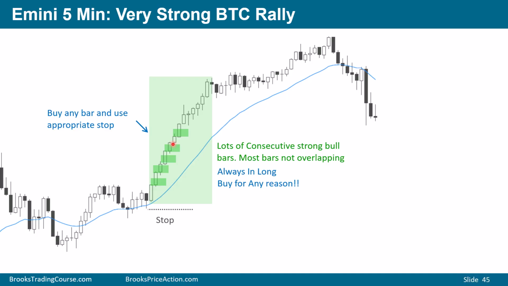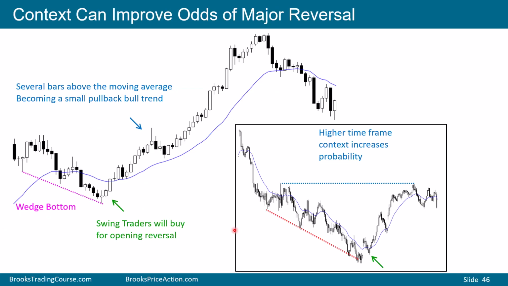The bulls, they know that. They see what's going on. And what are they going to do? Every time they see a bull bar closing on its high, they're going to add to their position all the way up. Context can improve the odds of getting a major reversal.